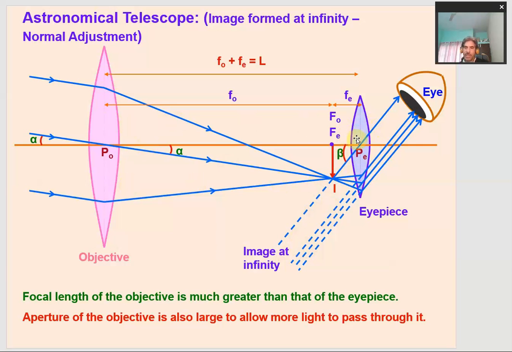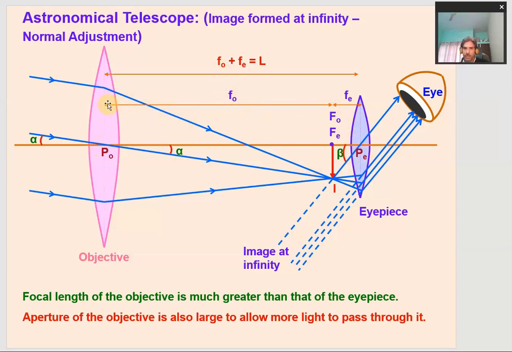In this particular case, this image will behave as the object for the eye lens. Because this image, which is formed by the object lens, is at the focus of the object lens and it also lies at the focus of the eye lens, the total distance between the two lenses, or the length of the telescopic tube, is given by the sum of their focal lengths.